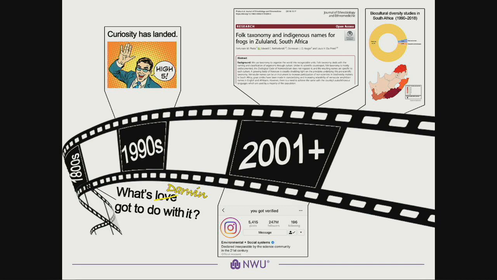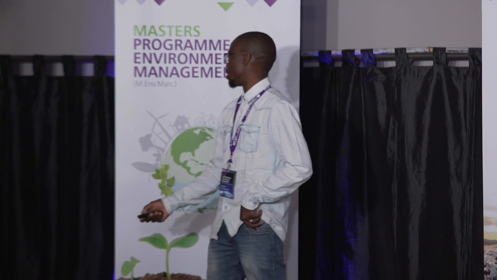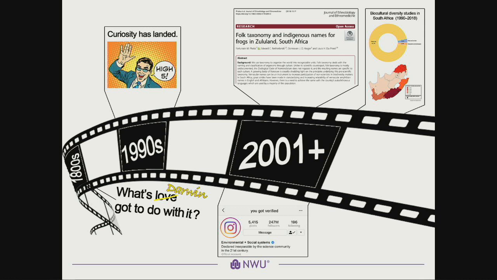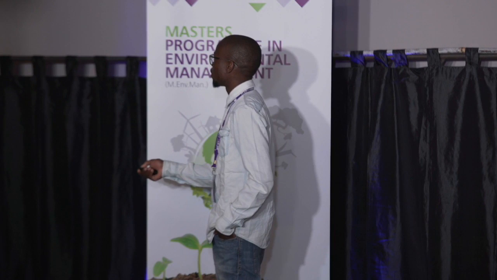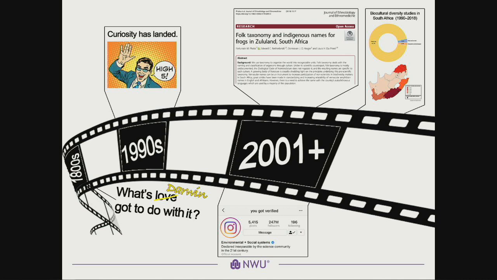Now, when you move over to the 21st century, this research field got the stamp of approval, got verified. The scientific community said environmental systems and social systems, which include cultural systems, are inseparable. That brings me to my PhD, which is looking at biocultural diversity within the South African context. One of the few things that I'm looking at is folk taxonomy and cultural ecological knowledge.